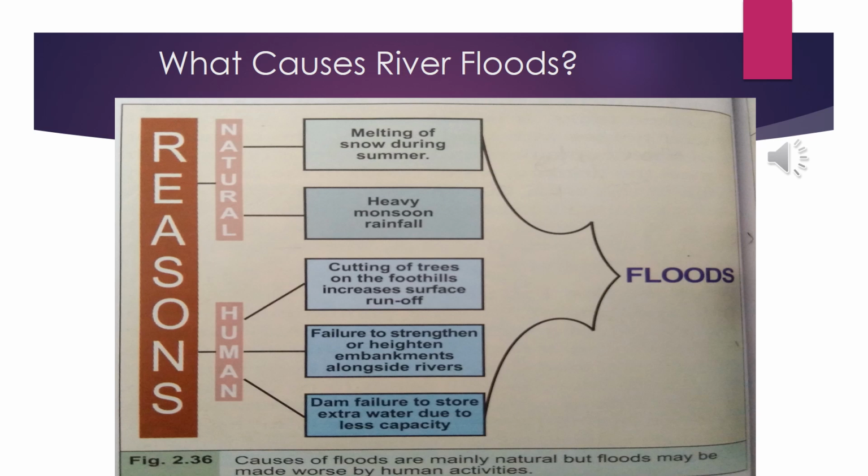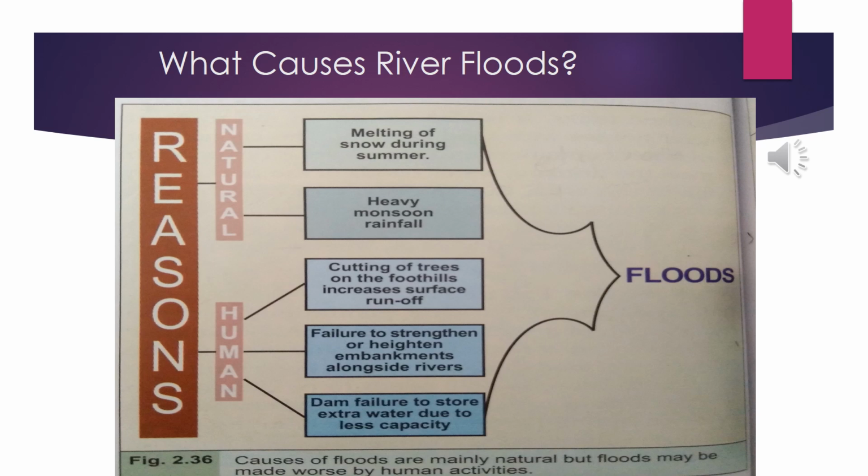But what happens when we cut the trees on the foothills, on the mountains, and rainfall occurs there? There is nothing to hold the water or to act as a barrier or hurdle. So water would be gushing down the mountains. It would be moving downwards with high velocity, and it means there would be more water coming into the rivers. Thus, it would cause flooding.